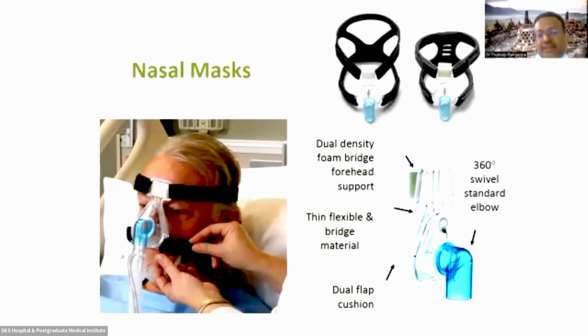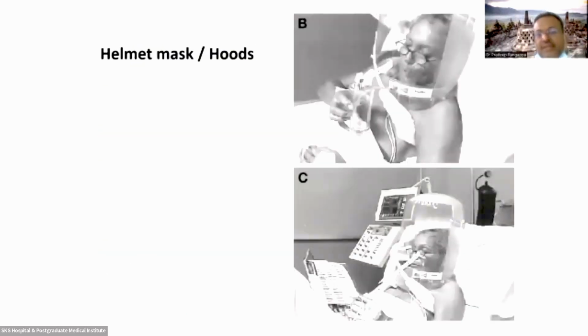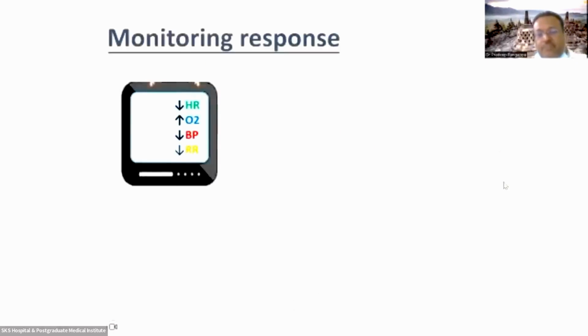There are various other masks like nasal masks, there are full face masks, and there is the helmet mask. I am sure many of the listeners would have used many of these. In COVID, especially, the helmet mask became a little more popular. So how do we monitor the response?